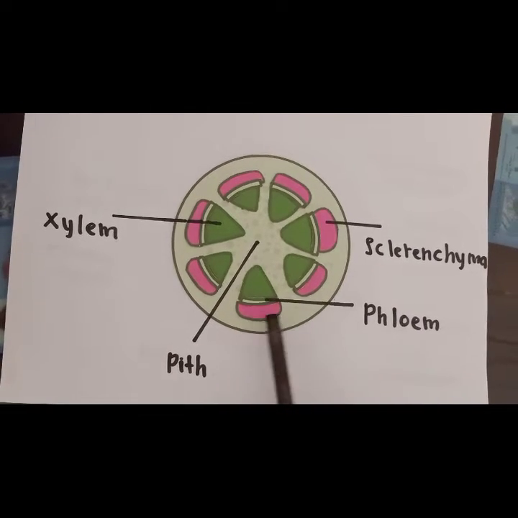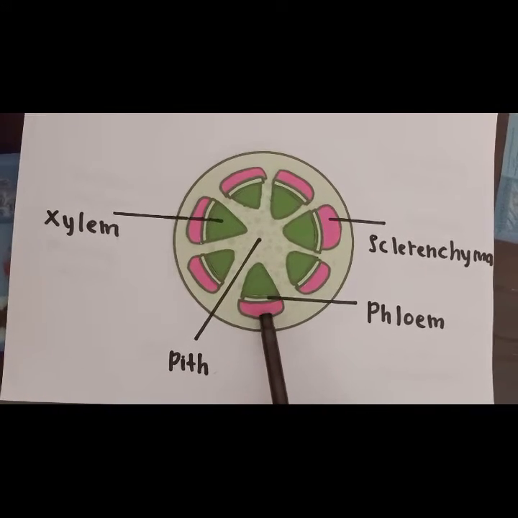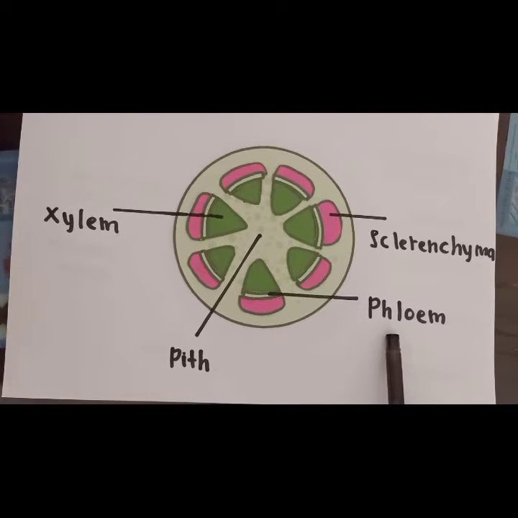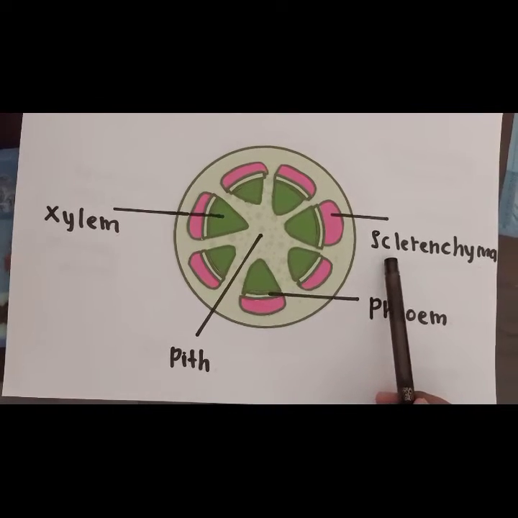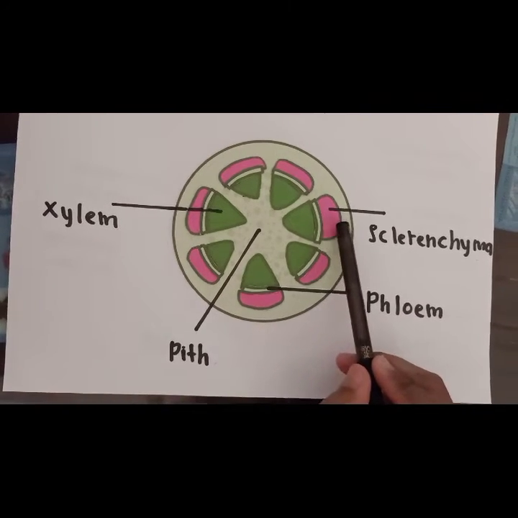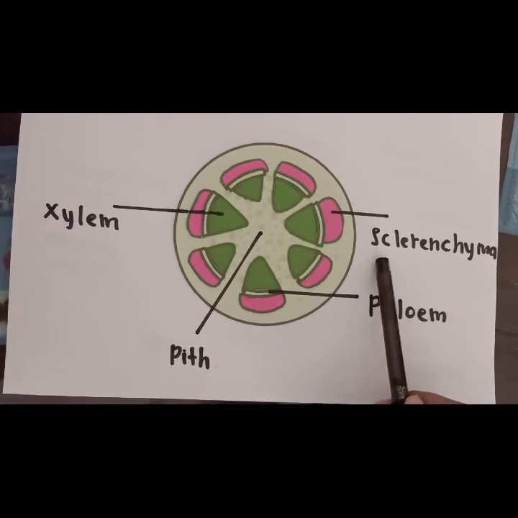This is phloem. Phloem is the small one between the xylem and sclerenchyma. The function of phloem is to transport food from leaves to other part of plants. So the last one is sclerenchyma, which is in pink color. The function of sclerenchyma is providing structural support in plants.